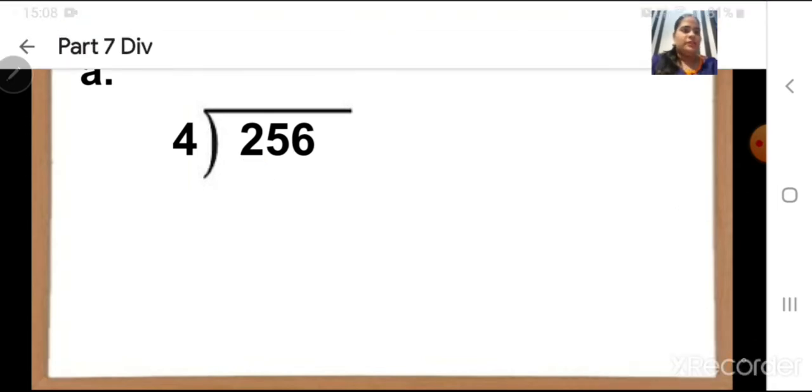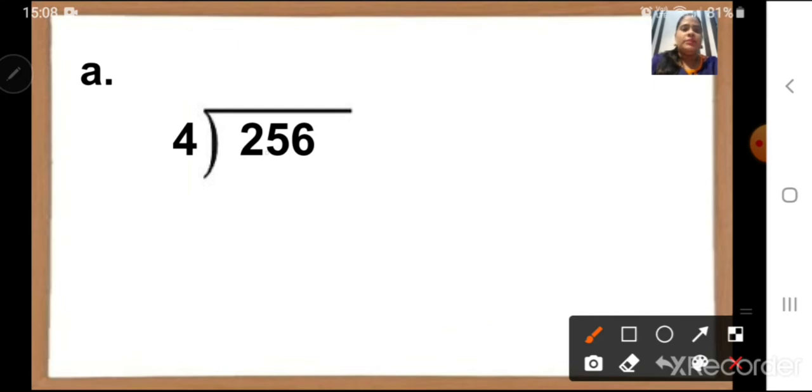So children, now tell me, number 25, will it go in 4's table? Let us say 4's table. 4 1s are 4, 4 2s are 8, 4 3s are 12, 4 4s are 16, 4 5s are 20, 4 6s are 24. Correct? So we have got here a nearby number, which is 4 6s are 24. It is the nearest one. So we'll write here 4 6s are 24. Okay? Now then we'll subtract it.